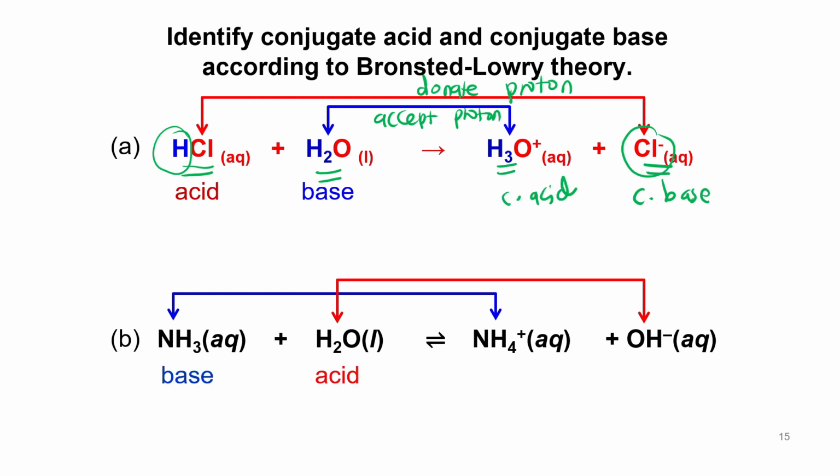Okay, the second one, NH3 compare with NH4+. So NH3 ada 3 hydrogen, after reaction dia receive 1 hydrogen, dia ada extra 1 hydrogen. Maksudnya dia accept proton. So kalau accept proton dia ialah conjugate acid. So H2O compare with OH-. So hilang 1 hydrogen, meaning donate proton. So if donate proton, we call OH- a conjugate base.